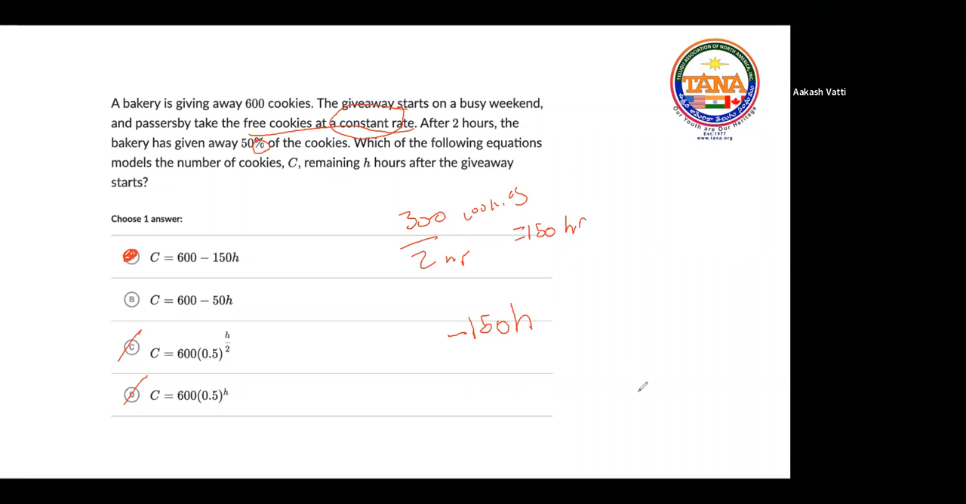For the rate of negative 150 and the initial value of 600, you could write the number of cookies remaining as negative 150H plus 600. And if you rewrite that, that's literally just 600 minus 150H. So the people who chose C, do you guys understand why? I'm guessing you just looked at the percentage sign and went immediately, oh, this is an exponential problem versus a linear problem.